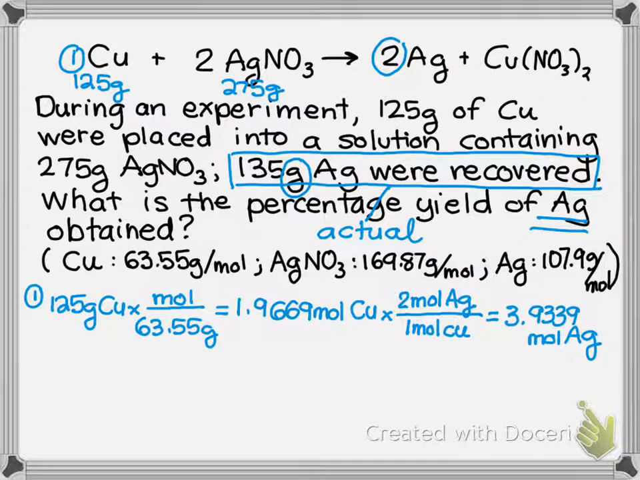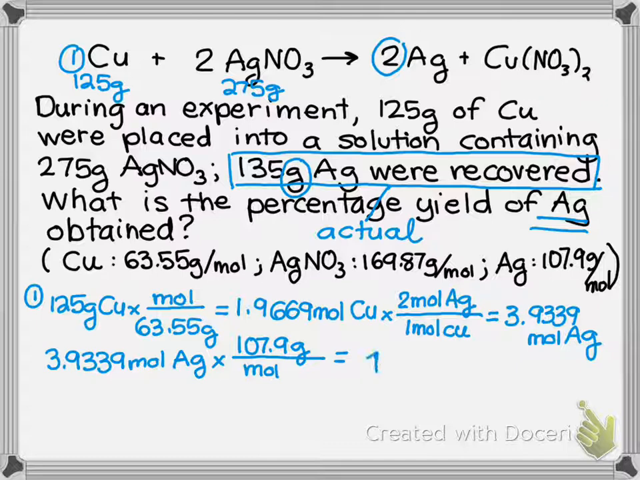So that's how many moles, and I need to figure out the number of grams. Once I figure out the moles of silver, I can figure out the number of grams by multiplying by the molar mass. For silver, I wrote the molar masses here. So I'm going to multiply by 107.9. And I get, to three significant figures, 424 grams of silver. So that's what I would predict from the copper.